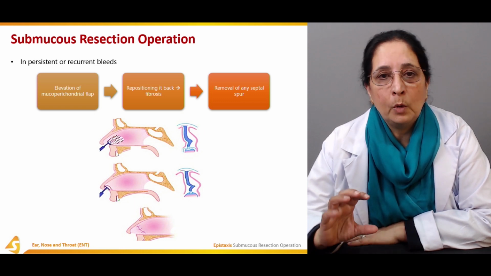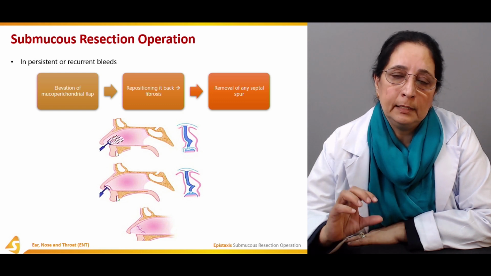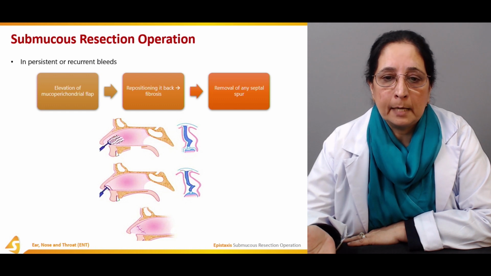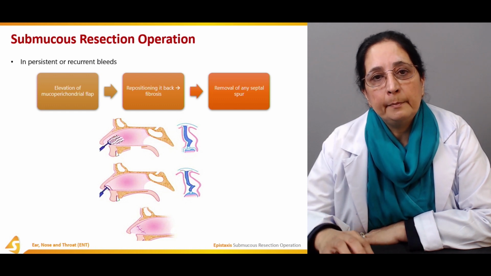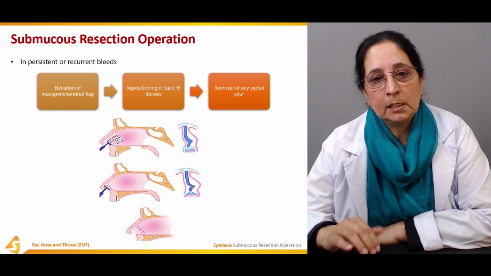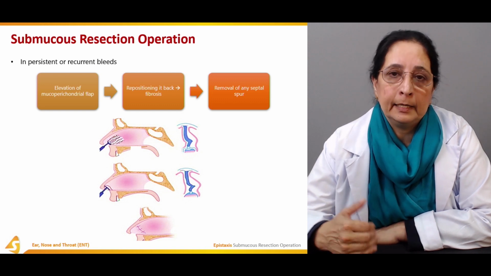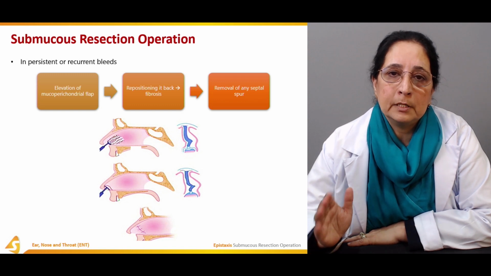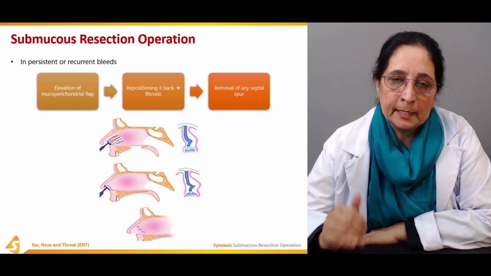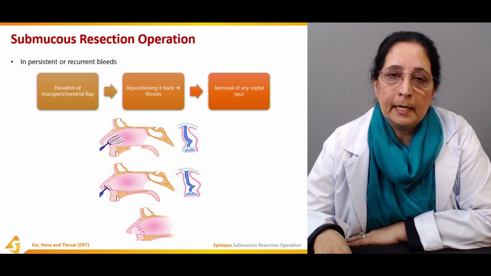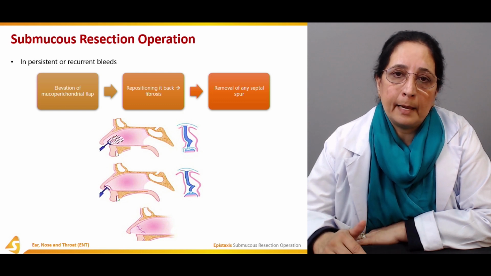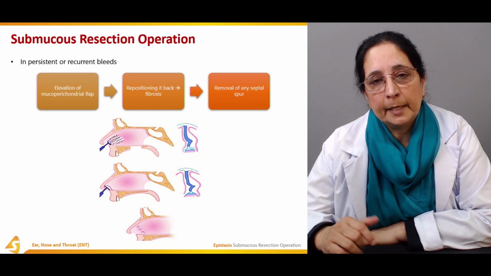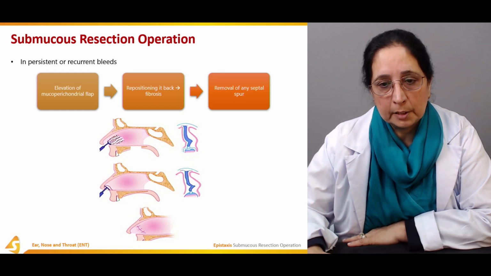So people who have constant issues with recurrent or persistent epistaxis can be managed by submucous resection operation. And as the name shows, the deviated septum or septal spur is resected or removed, and then the repositioning of the flap is performed. But with the repositioning, sometimes it can lead to fibrosis also.